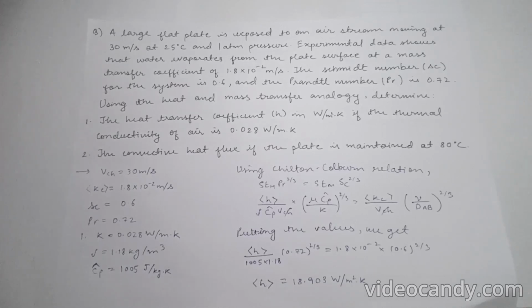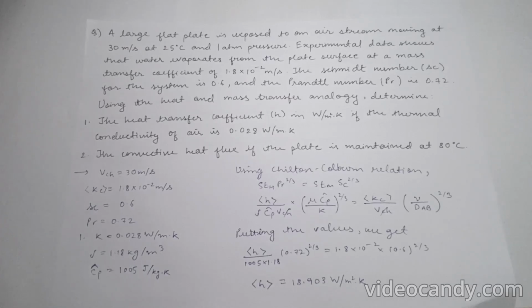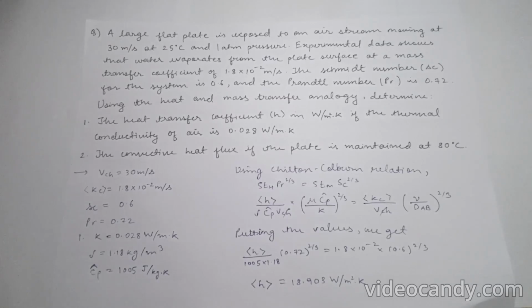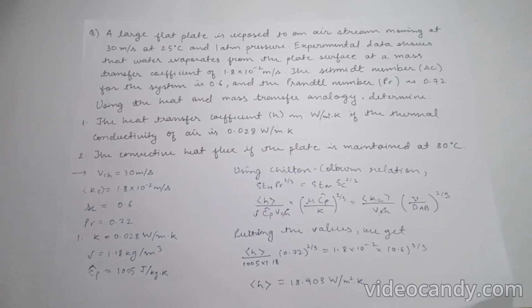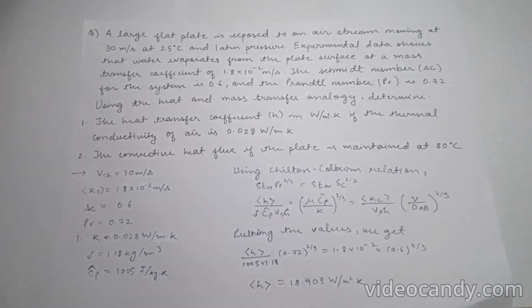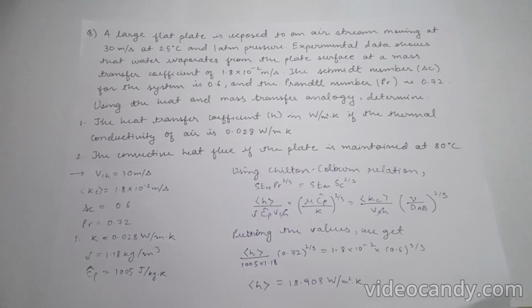A large flat plate is exposed to an air stream moving at 30 meters per second at 25 degrees Celsius and 1 atmospheric pressure. Experimental data shows that water evaporates from the plate surface at a mass transfer coefficient of 1.8 into 10 to the power minus 2 meters per second. The Schmidt number for the system is 0.6 and the Prandtl number is 0.72.